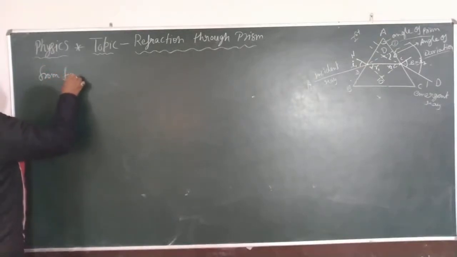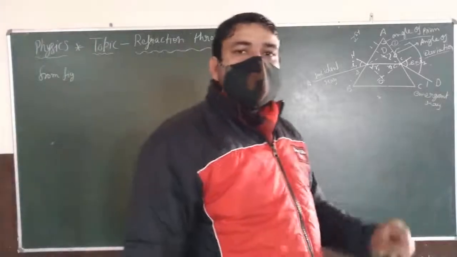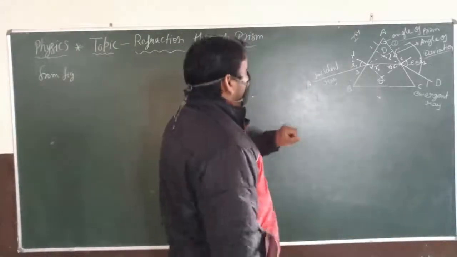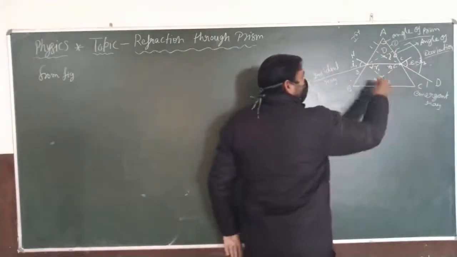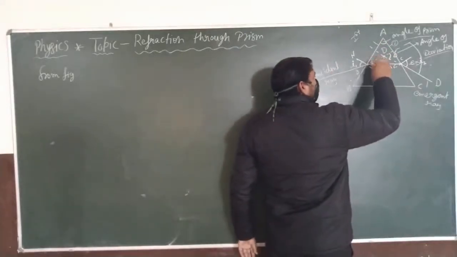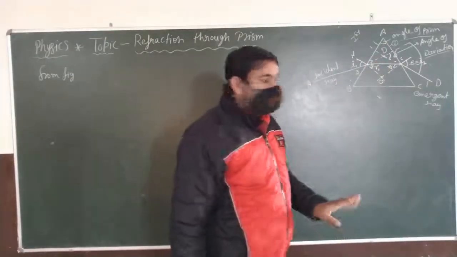From the figure, we have 2 or 3 methods. I will do here only the easiest method. Now, here, this is the normal, clear? So this angle is 90. Is it clear to all?